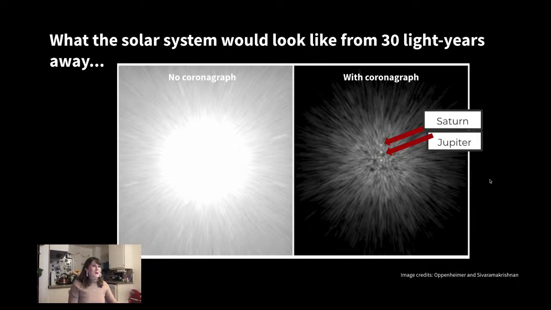So this is a simulation of what the solar system would look like from 30 light years away. Without a coronagraph blocking out the bulk of the star's light, you would have no chance of seeing any planets. Absolutely none. That's what's shown on the left. And then with a coronagraph, you actually might be able to see Saturn and Jupiter. So the coronagraph makes a really big difference and is one of the key parts of how we can see exoplanets and actually image them.